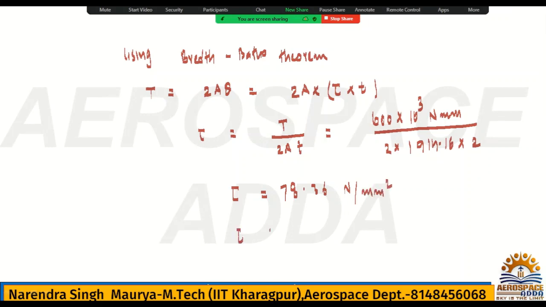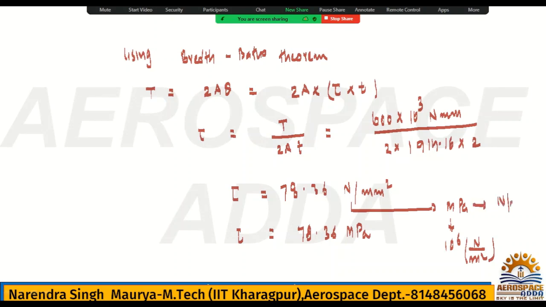And you know very well this value can also be written in megapascal. This Newton per mm square is also a megapascal, because mega is 10 to the power 6, and Pascal is Newton per meter square. Here we have Newton per mm square. If you convert it, the 10 to the power 6 cancels out, so ultimately megapascal is Newton per mm square. Always remember, don't get confused.